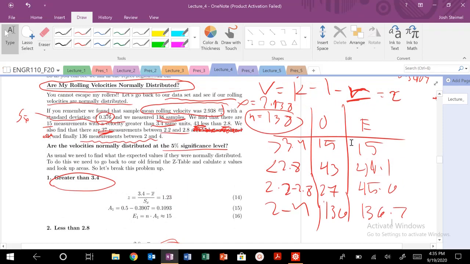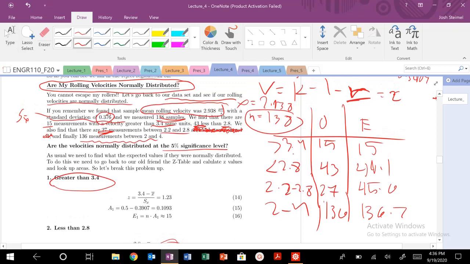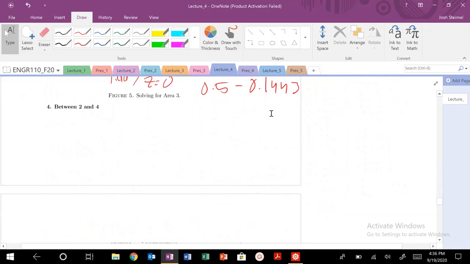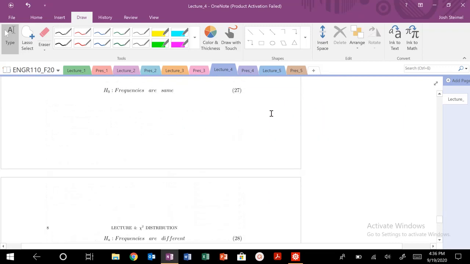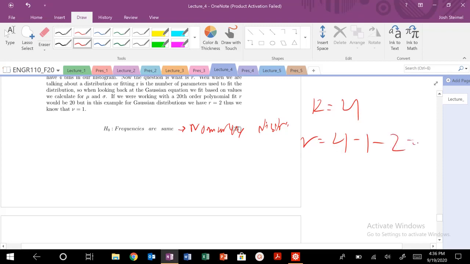I have my expected values. So how many outcomes, or how many variables am I possibly comparing? Well, I'm varying 1, 2, 3, 4. So k is equal to 4 here. We are doing the same thing. Instead of saying the frequencies are the same, this is equivalent to saying normally distributed. So our nu is equal to 4 minus 1 minus the number of fitting parameters, which was 2 for our Gaussian distribution. So our nu is 1.